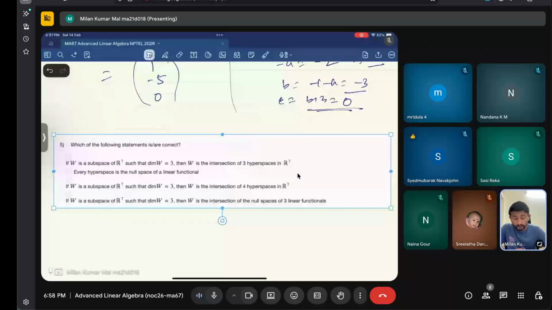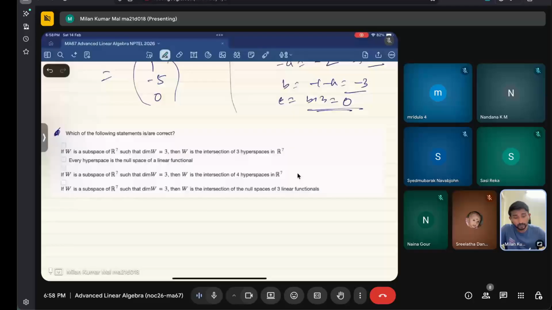Which of the following statements is or are correct? Here there can be more than one option, but we always assume more than one option is there. If W is a subspace of R7 such that the dimension of W is equal to 3, W is the intersection of three hyperspaces in R7. So what is a hyperspace? That is the first question. Another term is linear functionals.